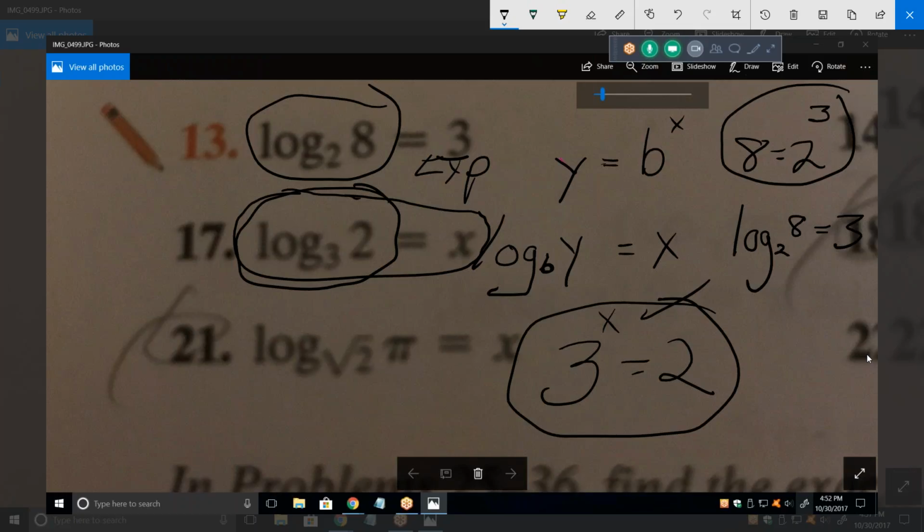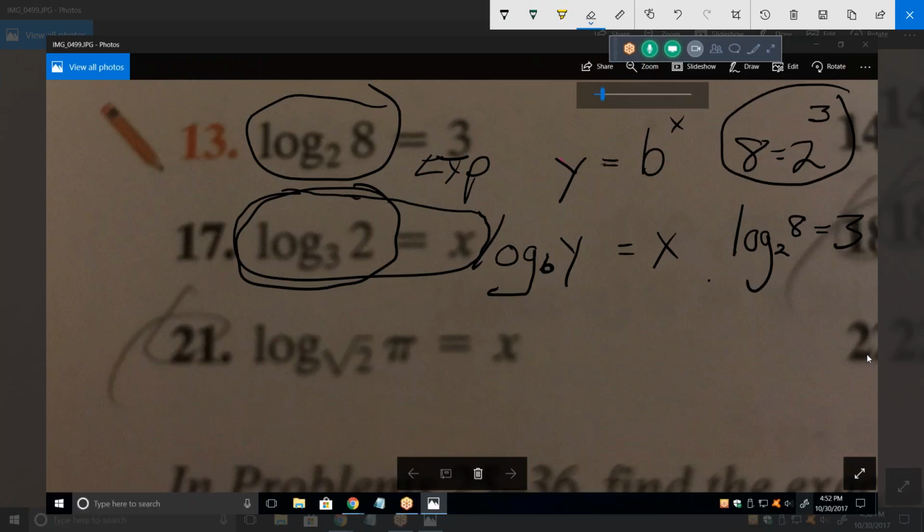In other words, x can't be 1, because then it would be 3. And so x has to be a little bit less than 1. So that's the purpose of logs, really, is to solve exponential equations, which there is no algebra to solve.